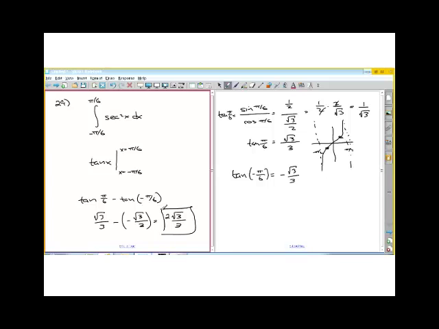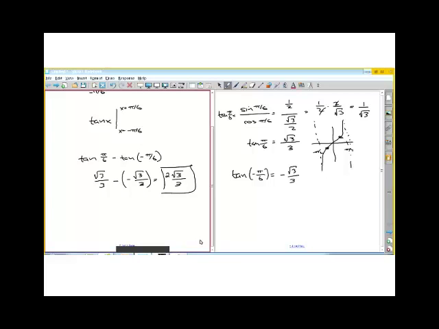So that's your answer. And let's put that in decimal form, because that's what the graphing utility is going to give us. So let's see what we get. 2 times the square root of 3 divided by 3. 1.1547.